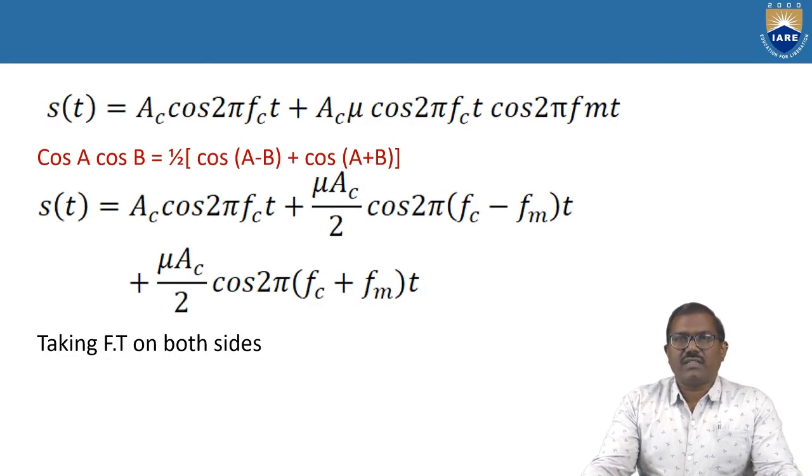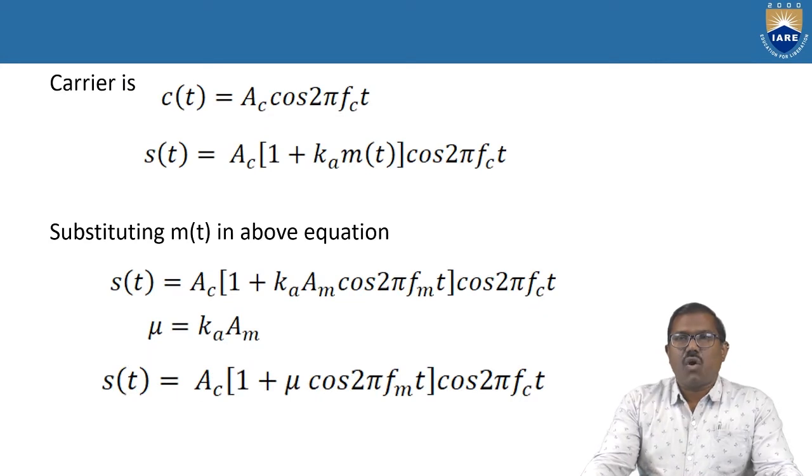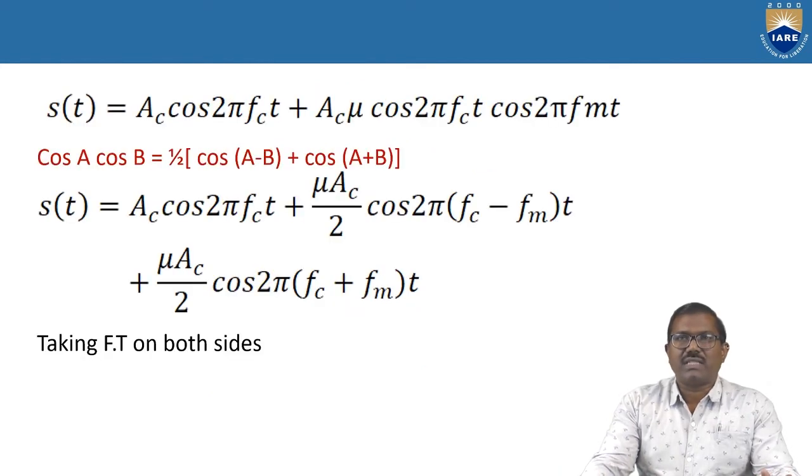So s of t is equal to Ac of 1 plus mu cos 2 pi fm t cos 2 pi fct. I am going to multiply cos 2 pi fct into the inner side of the brackets. Then we get this equation: s of t is equal to Ac cos 2 pi fct plus Ac mu cos 2 pi fct into cos 2 pi fmt. The second part of the above equation is in the form of cos a cos b.